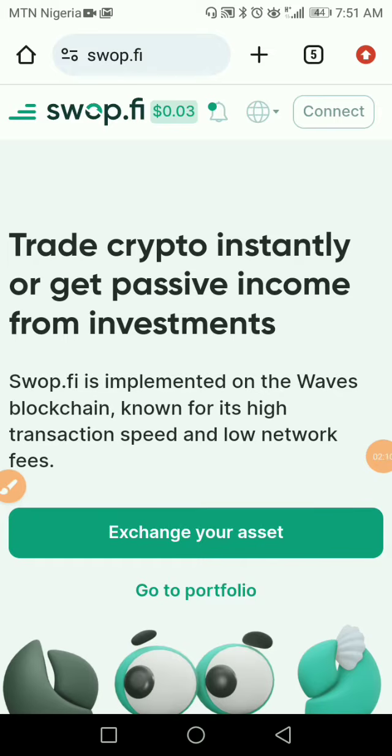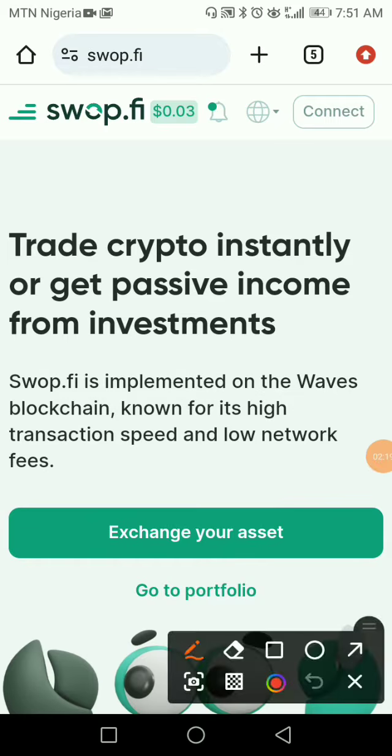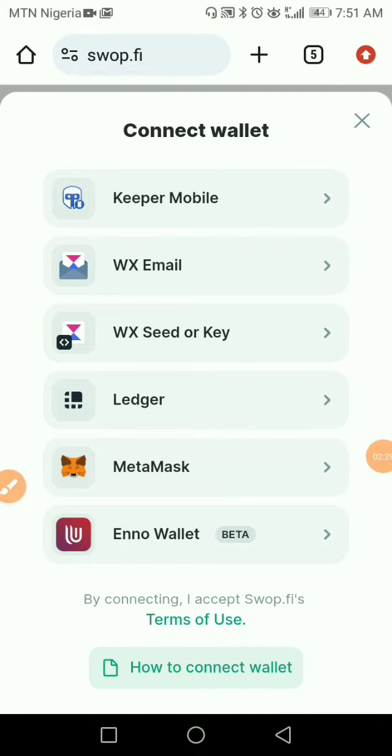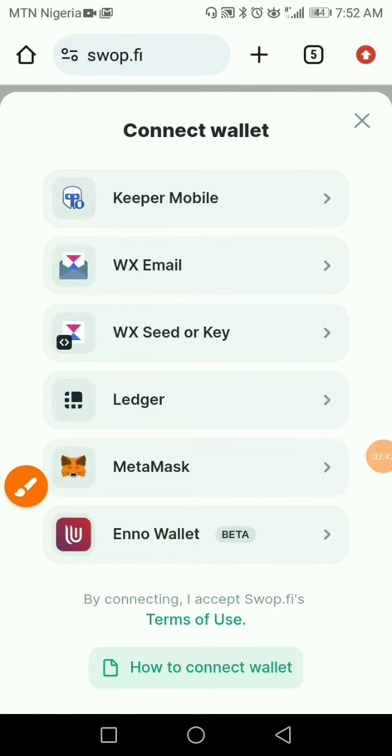So the first thing you're going to do is connect your wallet. You head on to the connect section here. Let me show you. Here, you tap onto this connect, and after that, you're going to find a variety of wallets. I am going to use MetaMask as it is the wallet that is installed on my phone, and after it has been connected, I'll head back straight to Binance.